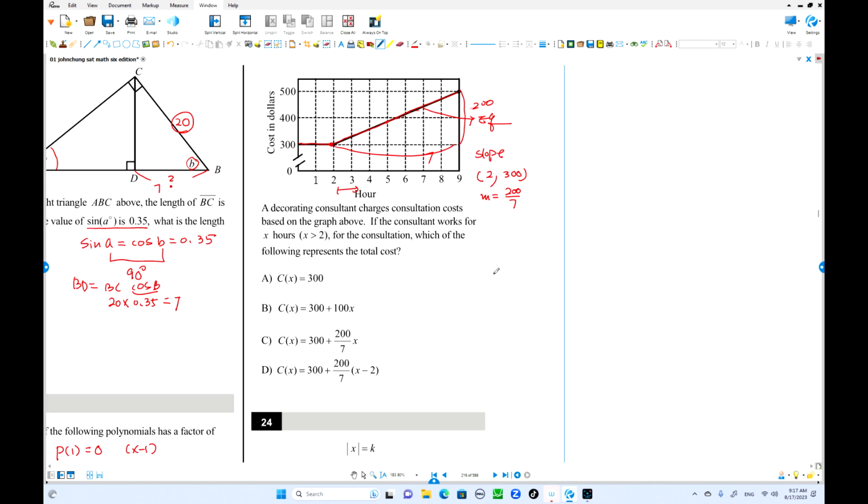Now set up the equation. y minus y1 equals slope times x minus 2. So y equals 300, move to the right, plus 200 over 7 times x minus 2. That's the answer, okay? We know that x is over here, up to here 2, that is 300. Additional after 2, this is x minus 2 then. Additional over time, they're going to charge the slope over here, right? 200 over 7. Okay, you can analyze it this way too.